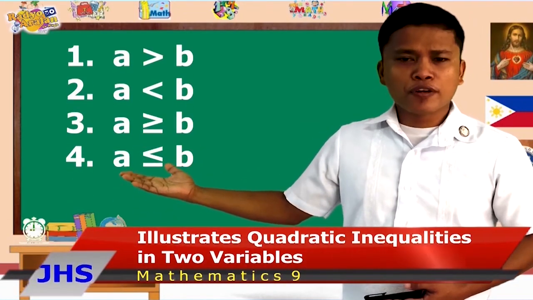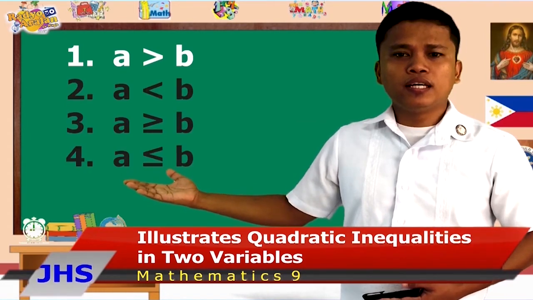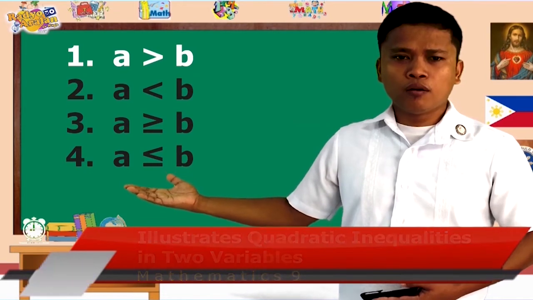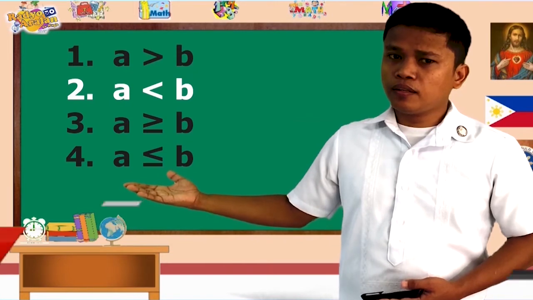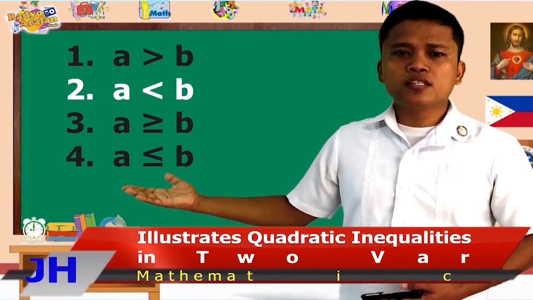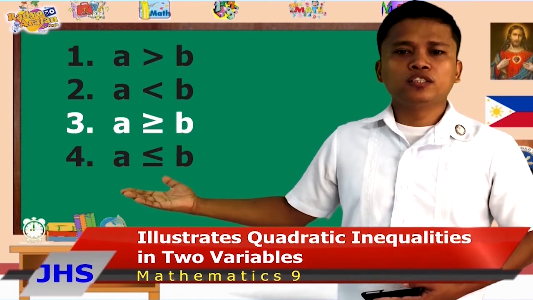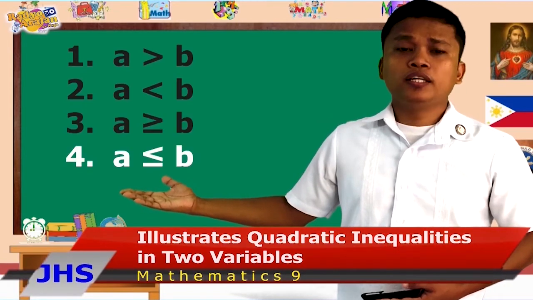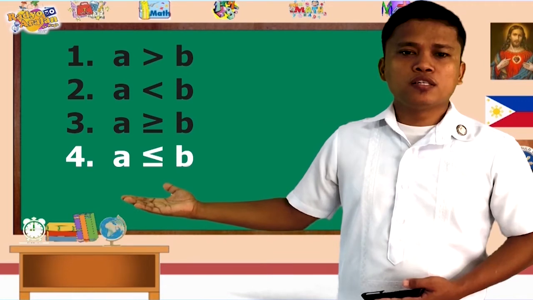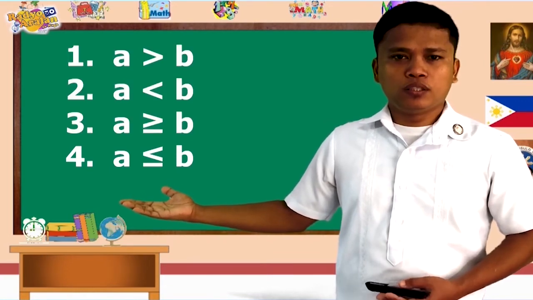That's right. The first one is A is greater than B. How about the second one? Yes, A is less than B. The third is A is greater than or equal to B. And the last one is A is less than or equal to B.